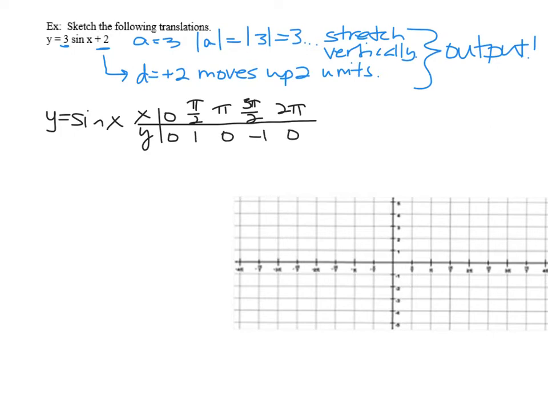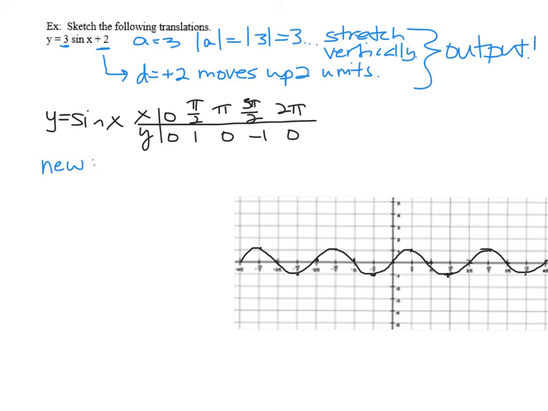Go ahead and pause the video, you guys. Plot this graph from edge to edge. Press play, and we'll continue on with our new graph. And hopefully your graph looks something like mine. Remember to sketch your graph from edge to edge. Now for our new graph.